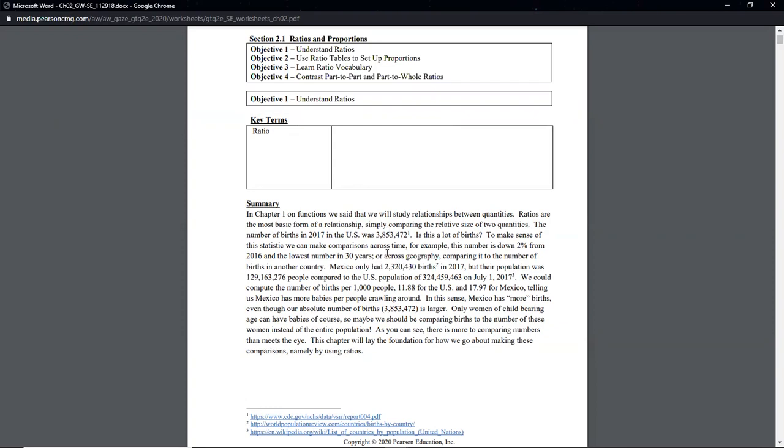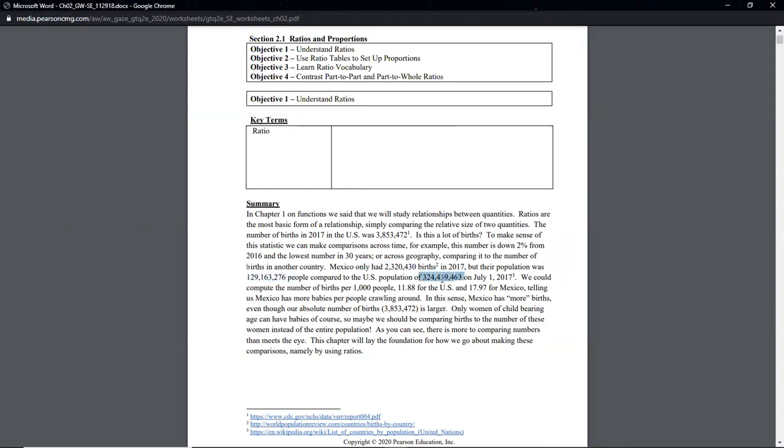What we want to do a lot of the time is think of this as a proportional relationship, a relationship to the size of the country. So we had 3.8 million births, but what was the population that year? Mexico had 2.3 million births, but what was the population that year? What is this growth, these births, in comparison to the original population? Mexico had a population of 129 million people, whereas the US had a population of 324 million people.